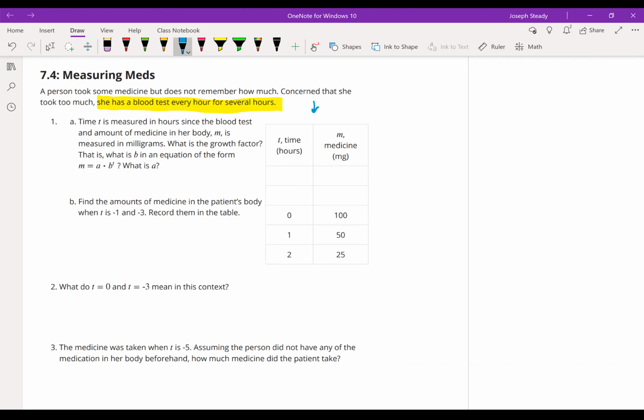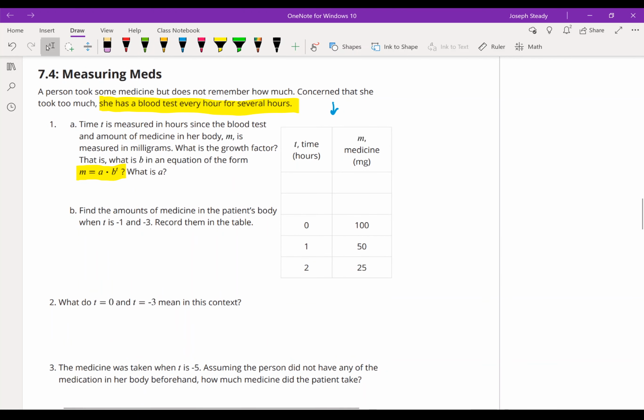The first question we're asked is to think about this equation right here, where M is how much medicine is left in the person's body, and they want us to find the growth factor, which is B in this equation, and then also find A, the other number in the equation. So the first thing we'll find is the growth factor.